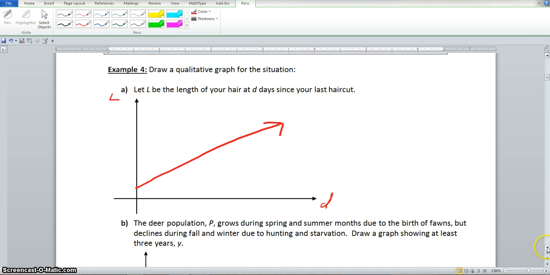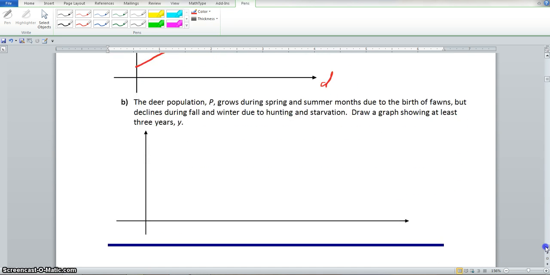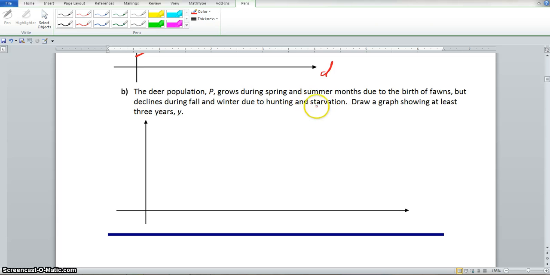So now we go down here to B. The deer population P grows during spring and summer months due to the birth of fawns, but declines during fall and winter due to hunting and starvation. Draw a graph showing at least 3 years. Okay, now first thing we would need to do, we could list our independent variable, which would be Y, which we know is years. Next, we would list our dependent variable, which is P, which is our population.